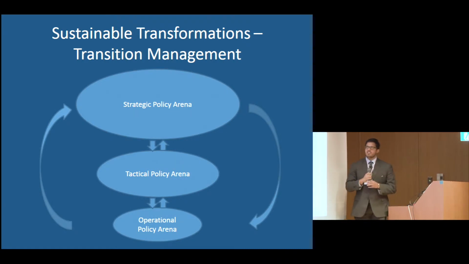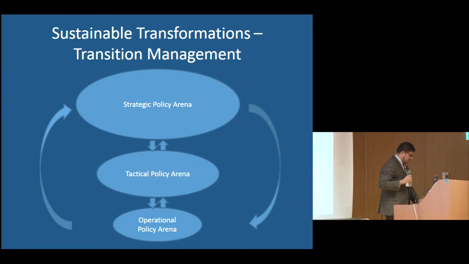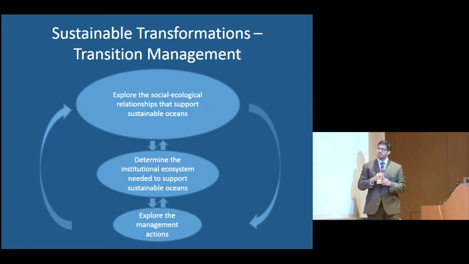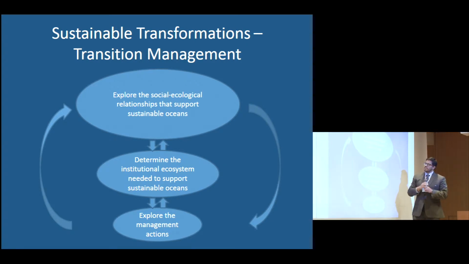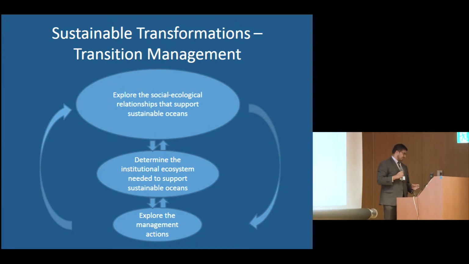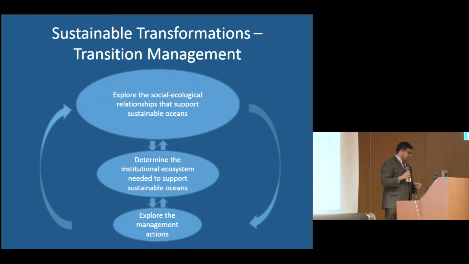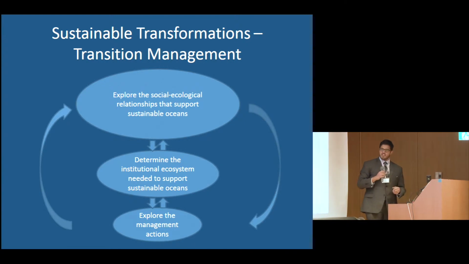Working with the other framework, the Sustainable Transition Management Framework. Remember those different policy arenas. So the strategic policy arena is really about exploring the socio-ecological relationships. The middle one, the tactical policy arena, is really about determining the institutional ecosystem needed to support policy. And the bottom one, the operational policy arena, is really about exploring management actions.